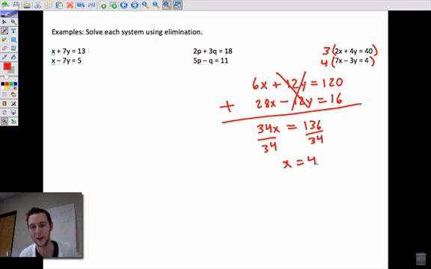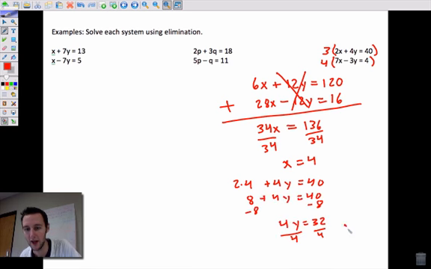Now we need to figure out what y is. I'm going to use one of these original equations. So I'm going to take that 2x plus 4y equals 40. And I'm going to substitute in the 4. So 2 times 4 plus 4y equals 40. So 8 plus 4y equals 40. And y equals 8. So our solution for this would then be 4, 8. Okay?